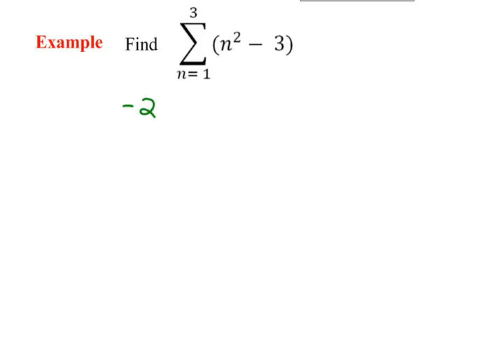And we're going to add on, plug in 2 for n. 2 squared is 4, 4 minus 3 is 1. And we're going to add on, plug 3 in for n. 3 squared is 9, 9 minus 3 is 6. They want us to stop right there because there's a 3 up there, so don't go any further than that. And now we can add these together. Negative 2 plus 1 is negative 1. Negative 1 plus 6 is 5.